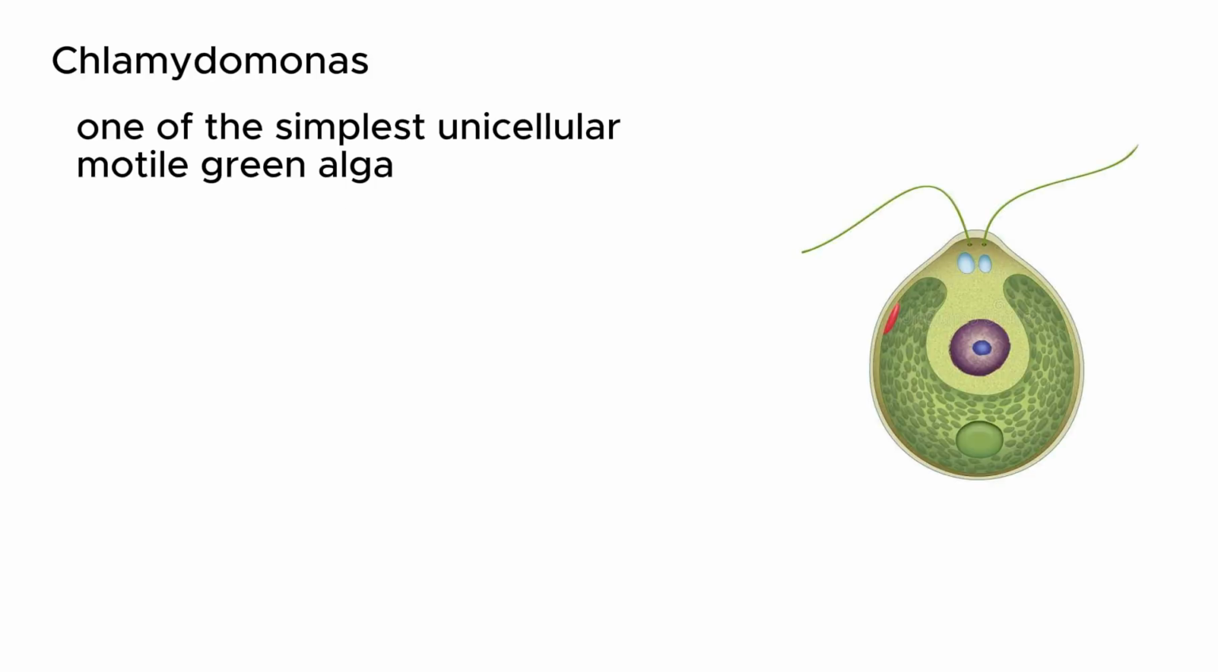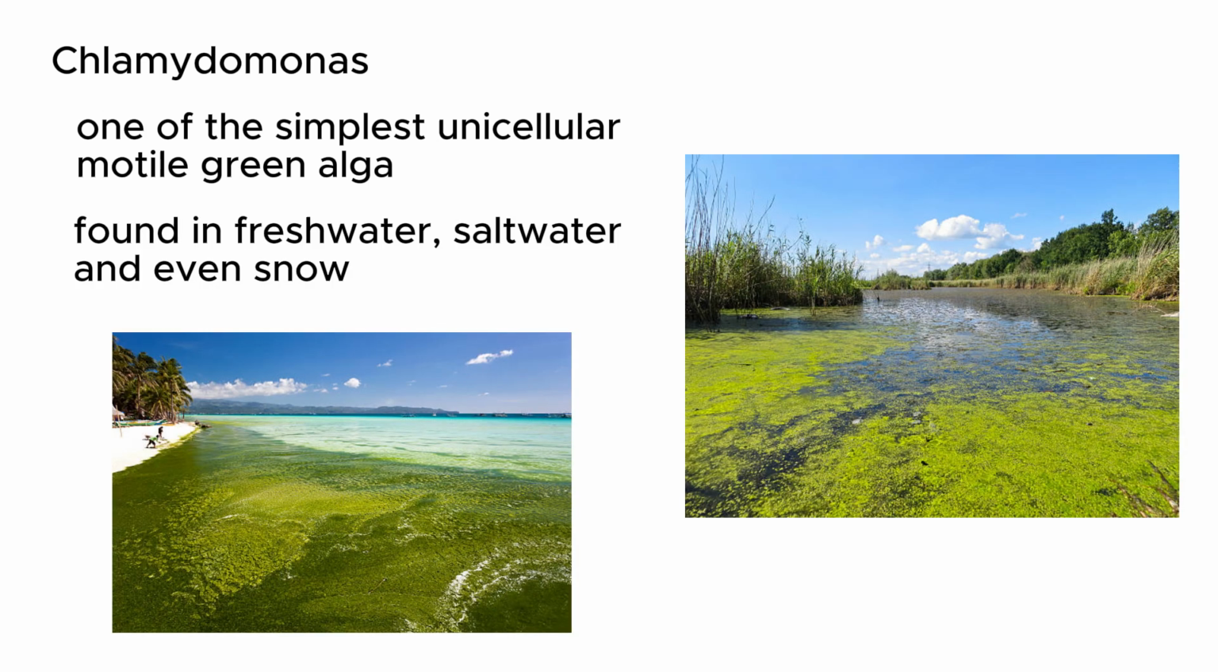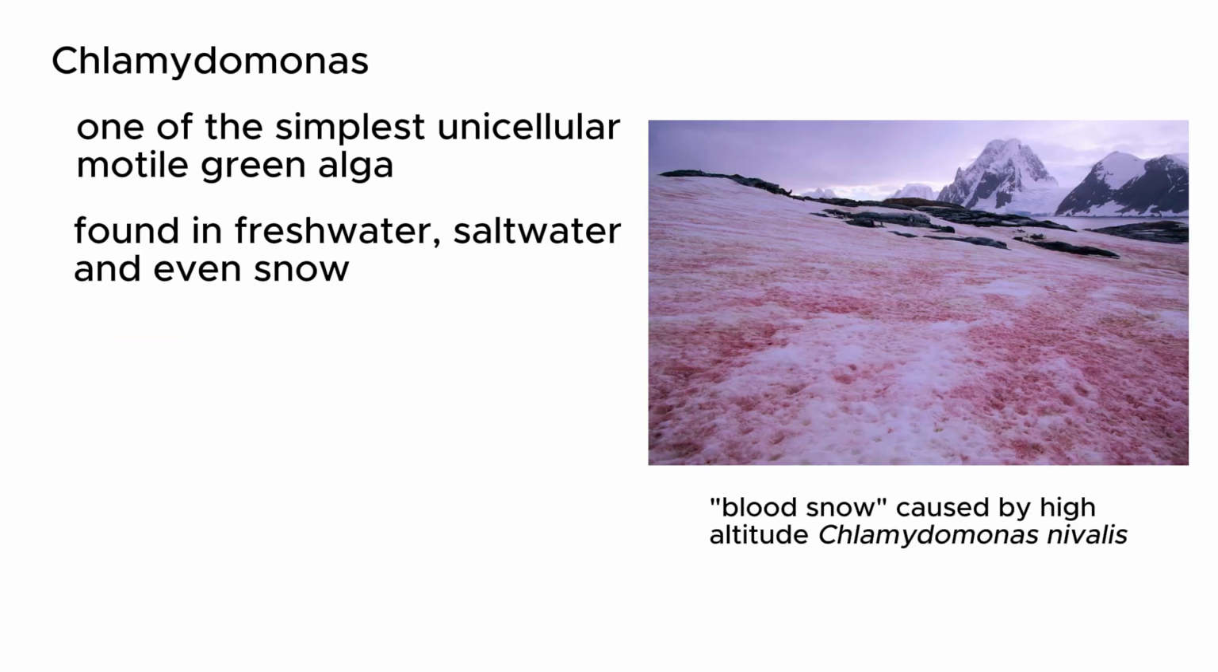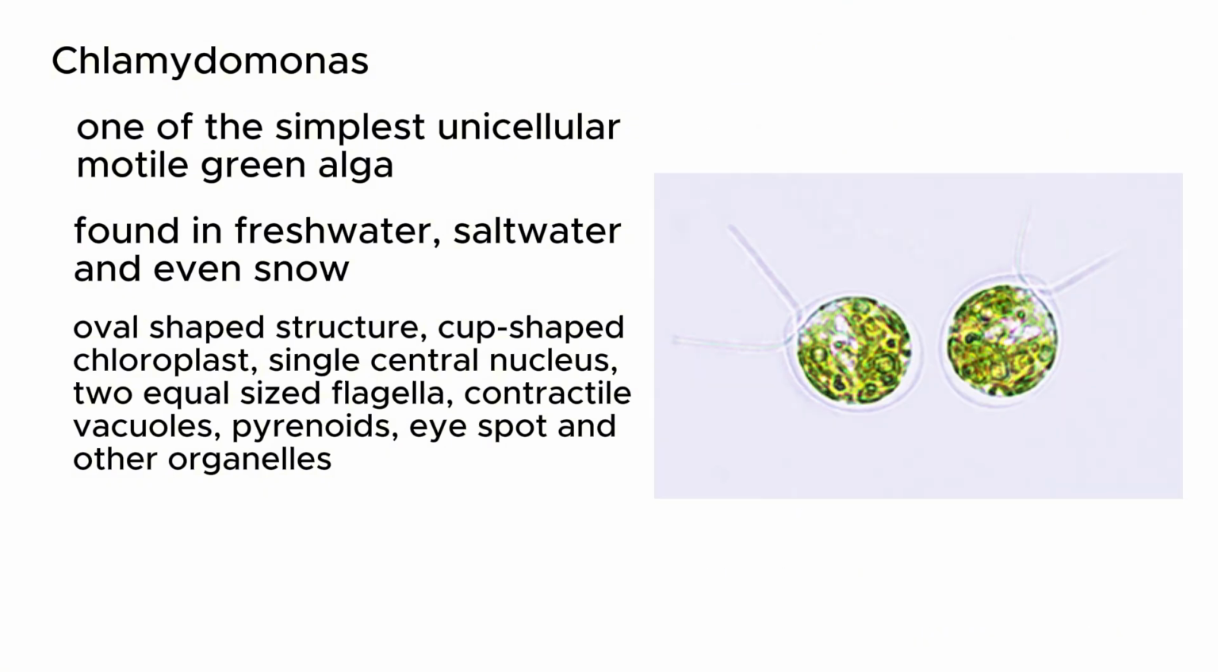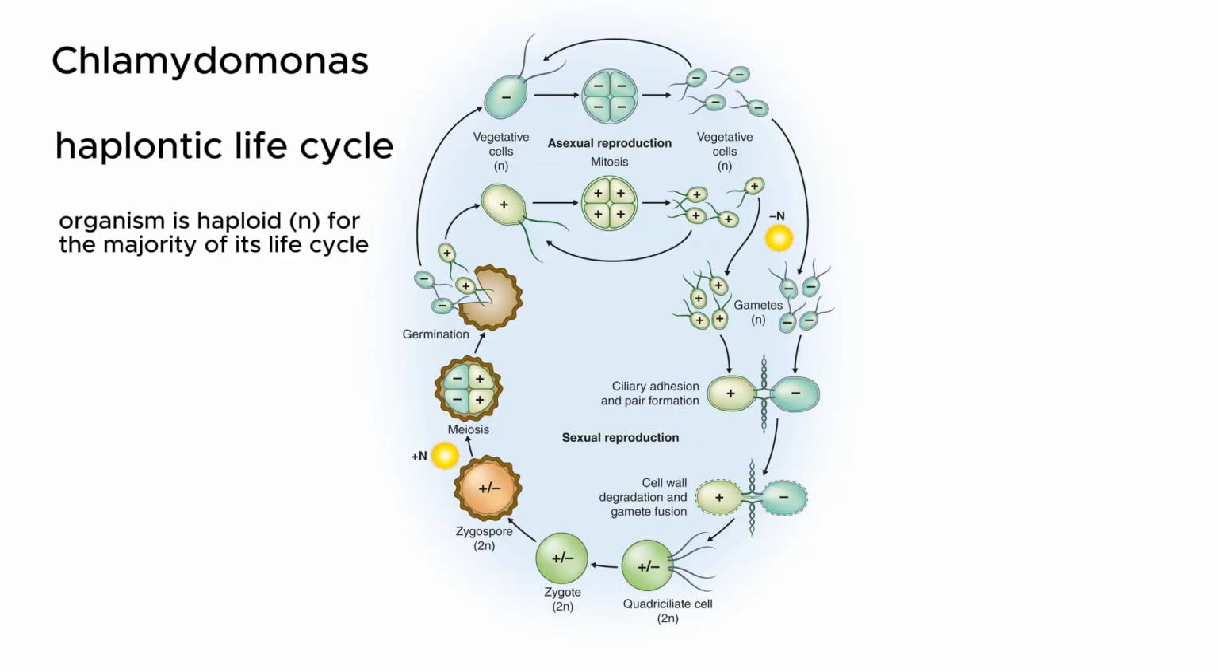Chlamydomonas is one of the simplest unicellular motile green alga in the animal kingdom, found in stagnant freshwater and saltwater as scum, with some species found in snow. It has an oval-shaped structure, cup-shaped chloroplast, single central nucleus, two equal-sized flagella, contractile vacuoles, pyrenoids, eye spot, along with other organelles. Chlamydomonas has an haplontic life cycle capable of asexual and sexual reproduction.